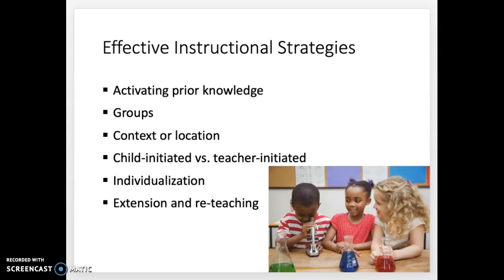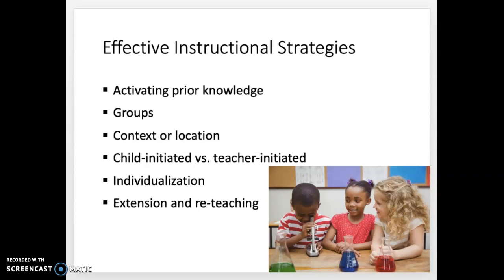For the most part, we really need to individualize our instructional strategies. We will have whole group strategies, we will have small group strategies, and we will have individualized strategies. So it's really important for us to know what works for our children, our students as a whole, what works for them in small groups, and what works for individual students as well.